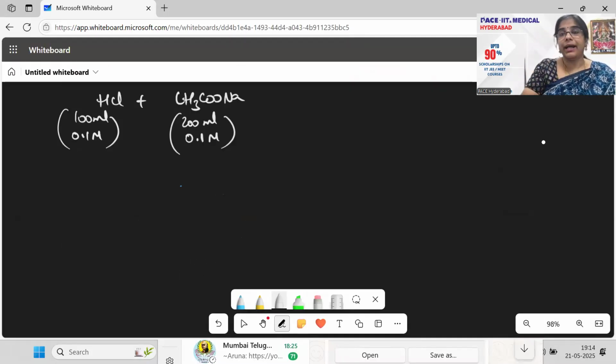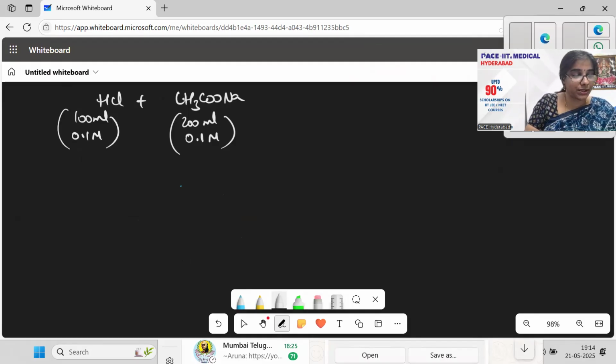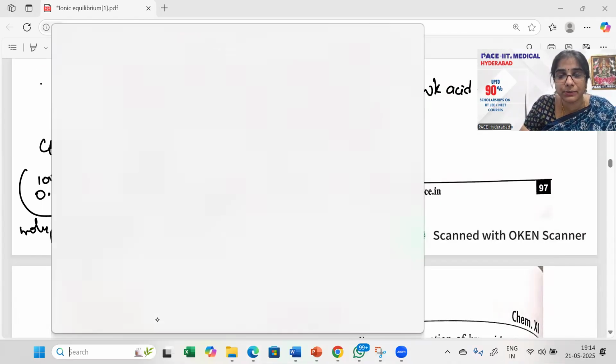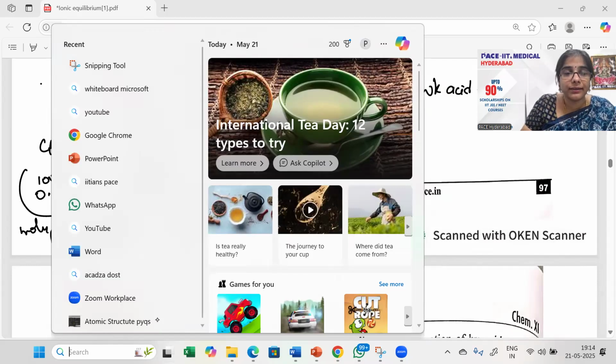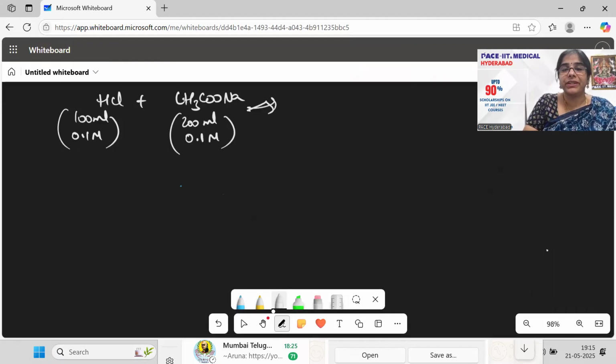CH3COONa. Okay, and definitely when I have to go up with a reaction on this, the reaction will be given to us. One second. Where is my box? Yeah, here it is. So that will give me CH3COOH plus NaCl, right? So that is what we get, right?